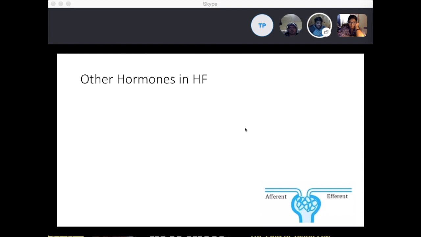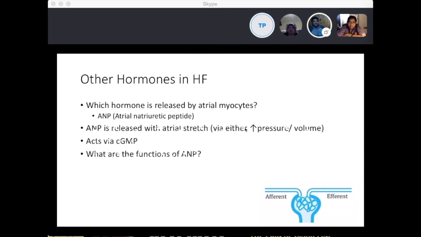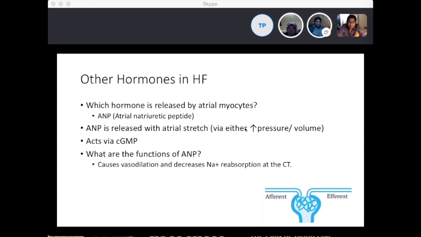So there are other hormones in the body that are basically trying to counteract the renin-aldosterone system. Do you guys know which hormone? Never mind, I kind of gave it away. But which hormone is released by the atrial myocytes? Natriuretic peptide. ANP. ANP will be released with atrial stretch, so either increased pressure or volume, and it acts via cGMP. What is the function of ANP? Doesn't it prevent sodium from being reabsorbed in the distal convoluted tubule? Correct. And it causes vasodilation.